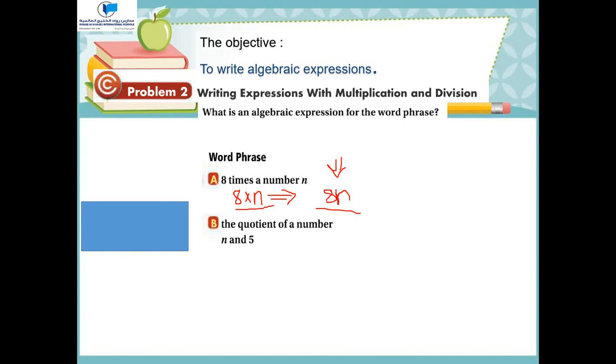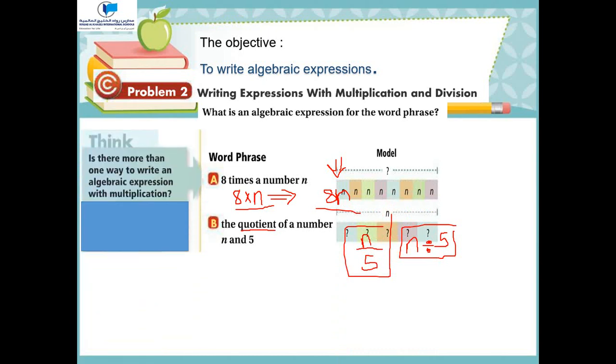The quotient of a number n and 5. Just follow your expression. Quotient represents division. So since quotient represents division, you will directly write n divided by 5, or you can write n over 5. So these are the two ways that you can write this word phrase. Let's move on.